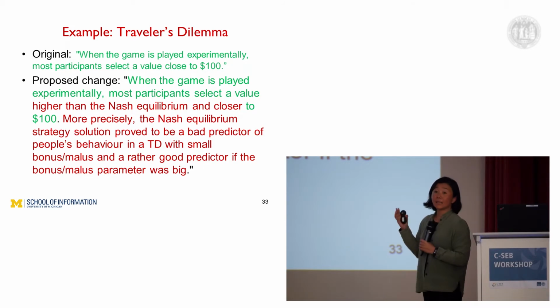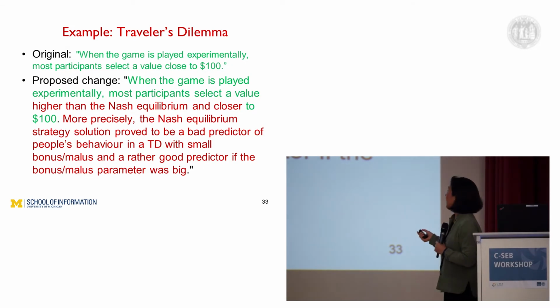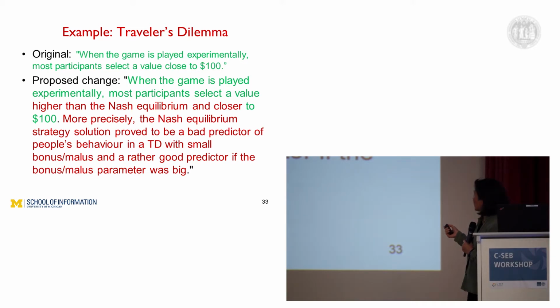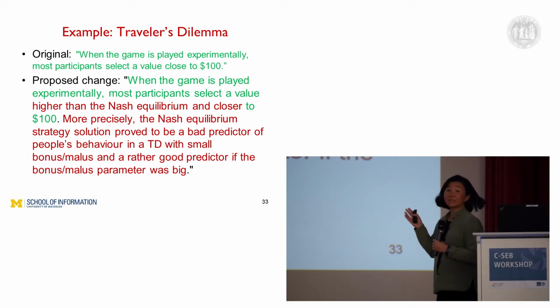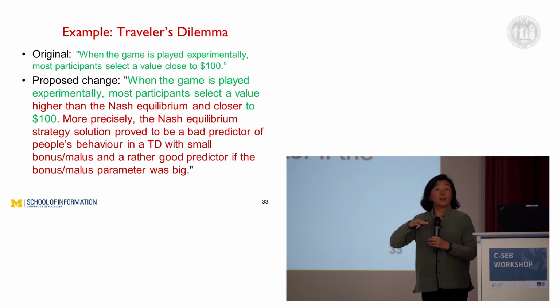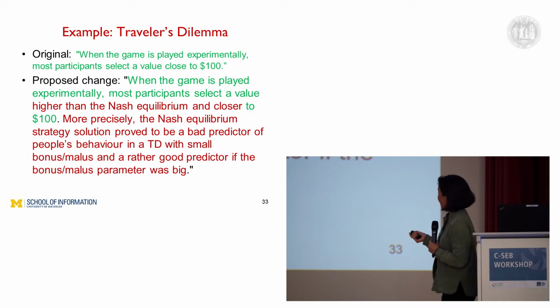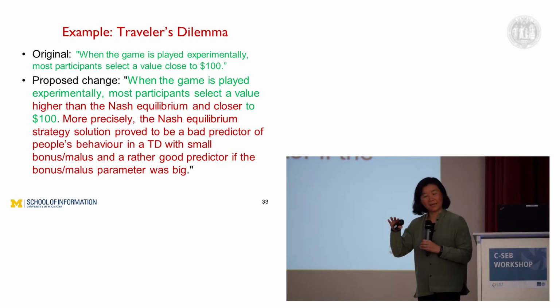Here's an idea of what the experts did. This is the entry on the traveler's dilemma. The original says, when the game is played experimentally, most participants select a value close to $100. The traveler's dilemma is in the 10 Little Treasures article by Holt and Holt. It's one of these games that gets economists to re-examine the idea of Nash equilibrium.